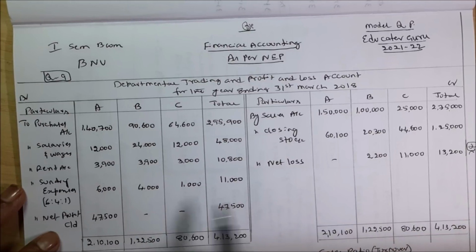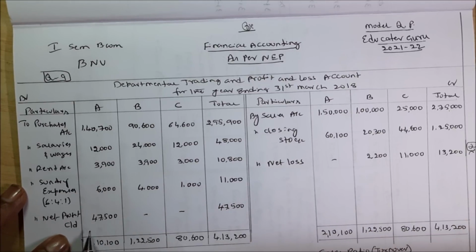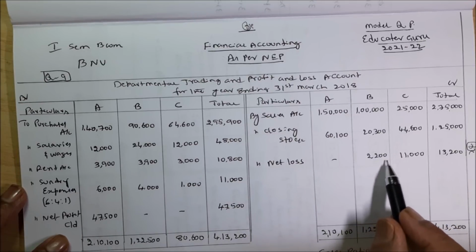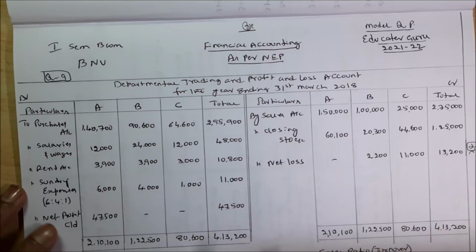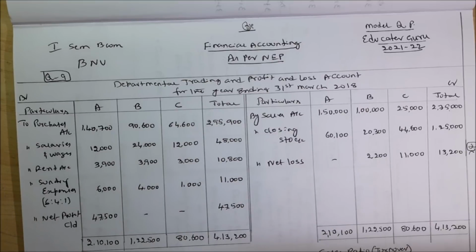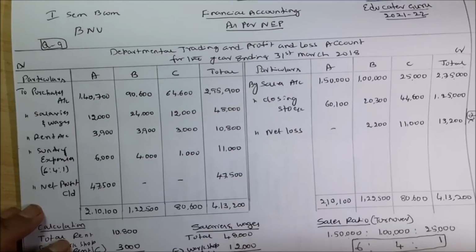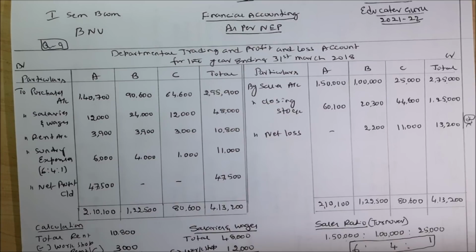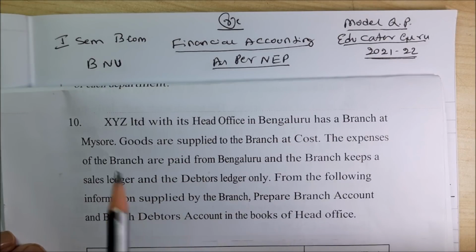So that profit and loss naturally will be transferred. That is 47,500 carried down. Then net loss carried down is how much? 2,200, 11,000. This is how we have to prepare the departmental trading and profit and loss account. Alright, I hope you understood. One correction you please make, that is 1:2, not 1:4. Thank you. Now problem number 10.